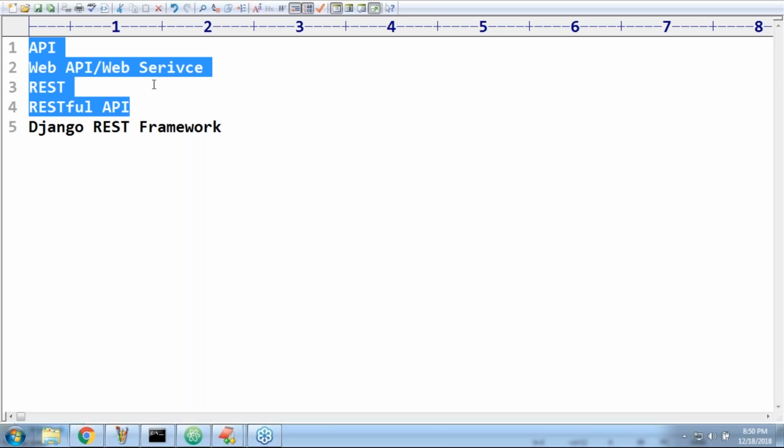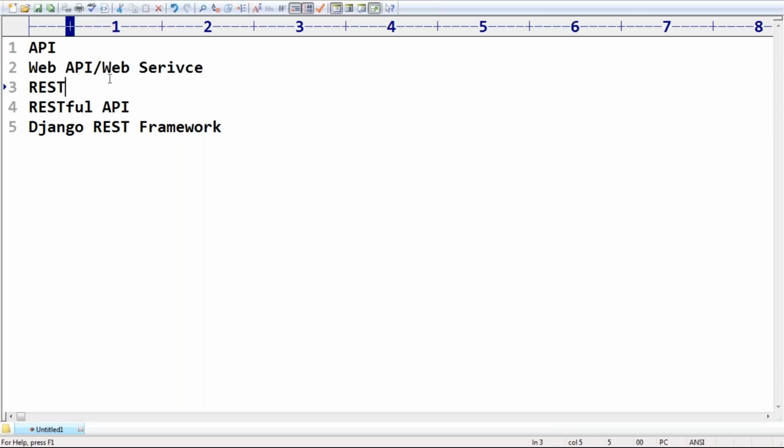To develop this web API, REST defines several guidelines to develop web services and web APIs very easily. The APIs which are developed by using REST are by default considered RESTful APIs. Observe that. Next, what about the Django REST framework?